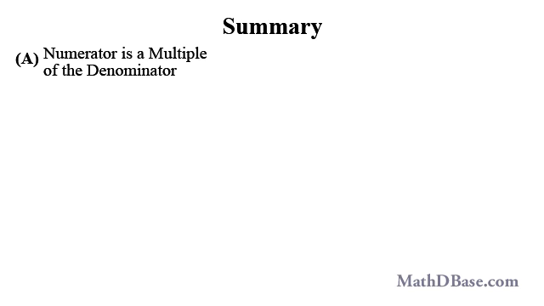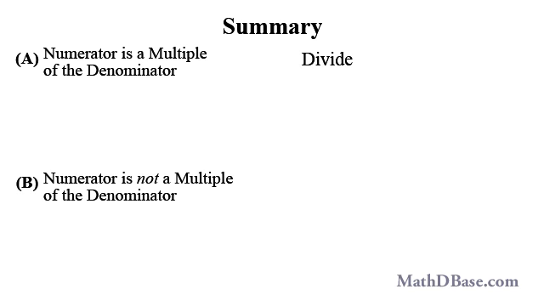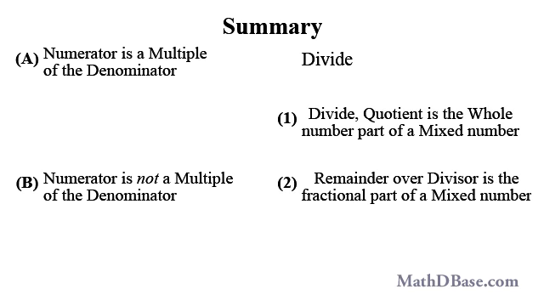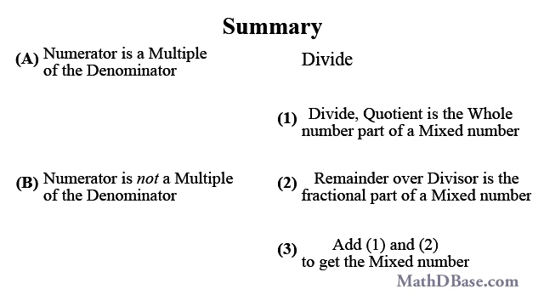To summarize, if the numerator is a multiple of the denominator, divide for a whole number quotient with 0 remainder. If the numerator is not a multiple of the denominator, divide; the quotient is the whole number part of the mixed number, then place the remainder over the divisor as the fractional part of the mixed number, then combine the parts.